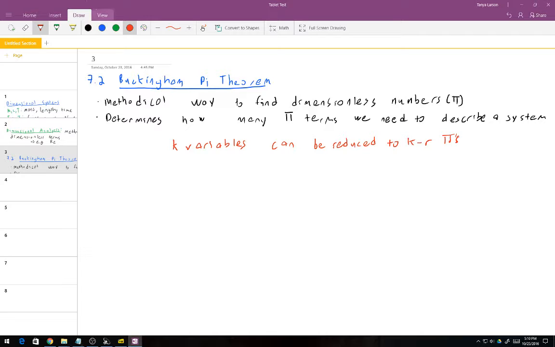Well, thankfully r isn't too difficult to figure out. R is just a simple definition. R is the minimum number of reference dimensions. R stands for reference dimensions. In many cases it's going to be 3, but it will depend on your particular problem. It's the minimum number of reference dimensions needed to describe the variables.